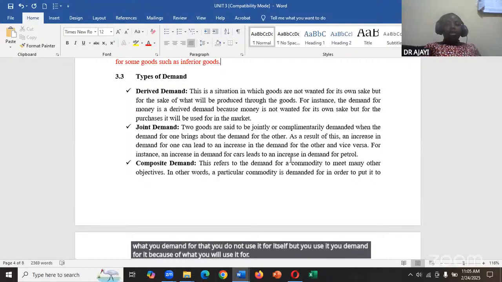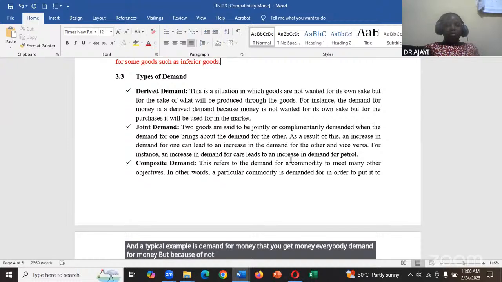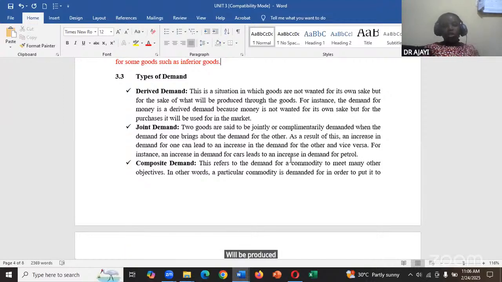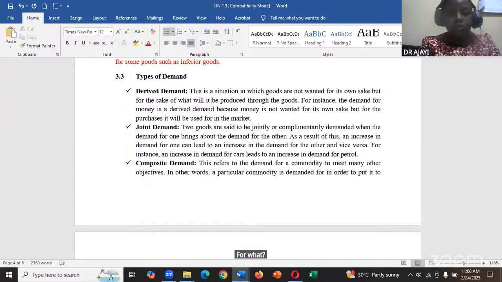A typical example is demand for money. Everybody demands money, but not because of money itself, but because of what money will be used to do. So it is the situation in which goods are not wanted for their own sake, but for the sake of what will be produced through the goods, or what it will be used for. Let me correct this now: for what it will be used for.